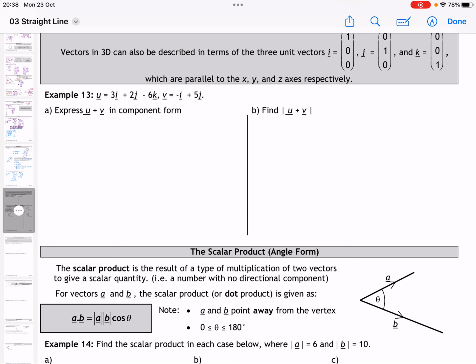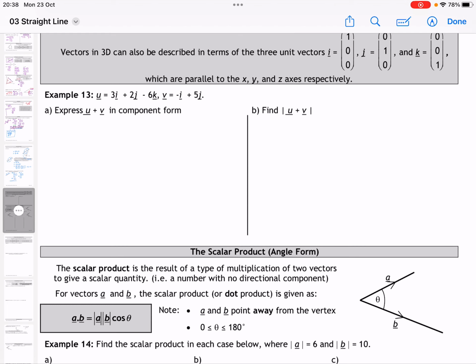Vectors, example 13. Vectors in 3D can also be described in terms of 3 unit vectors. Now remember, unit vectors have a magnitude of 1 unit. Okay? So we can say that i has a magnitude of 1 and it has the components 1, 0, 0. That means it lies on the x-axis.